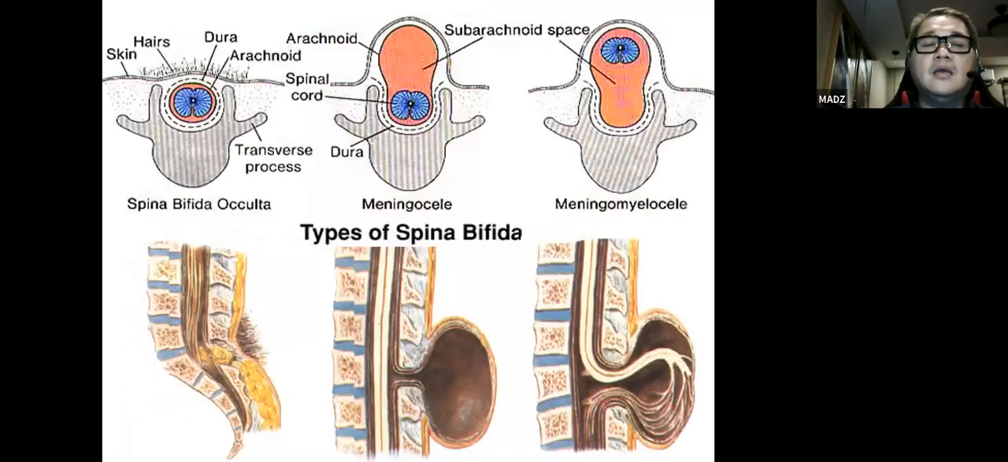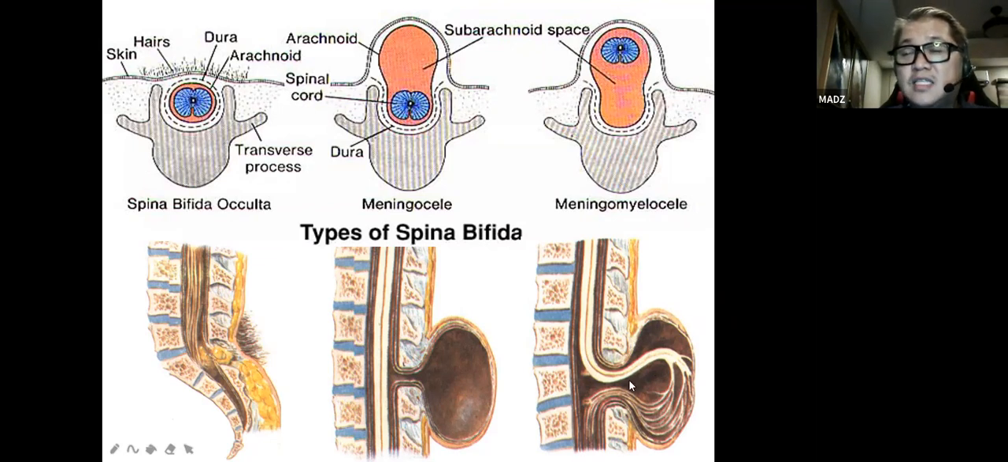Again, this is one way of showing the side view. So this is spina bifida occulta with the hypertrichosis here. You have meningocele wherein the sac doesn't contain any neural tissue, and then this is your meningomyelocele. Usually this is associated with talipes equinovarus or abnormalities in the lower extremities.